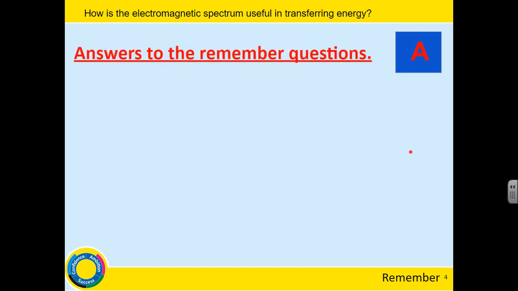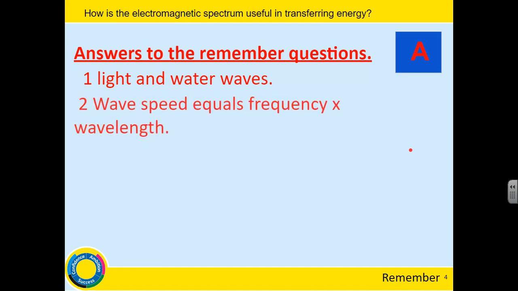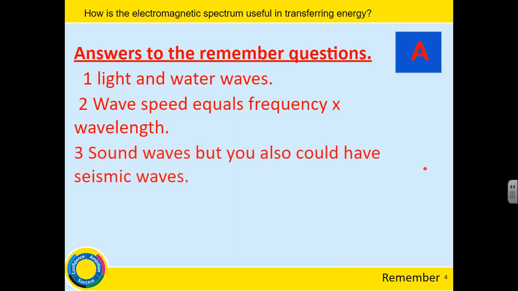So here are the answers to the remember questions. Number 1, light and water waves are types of transverse wave. Number 2, wave speed equals frequency times wavelength. You may also have the symbol equation, which is v equals f lambda. That would also get you the mark. Number 3, sound waves, but you also could have had seismic waves.